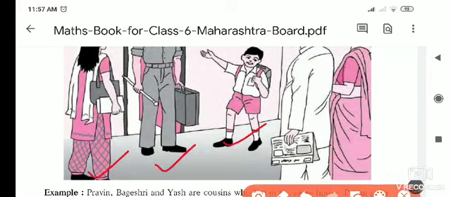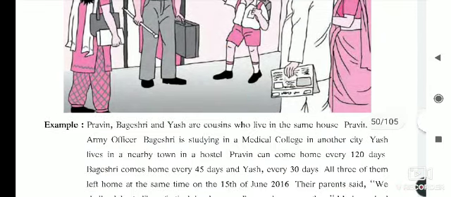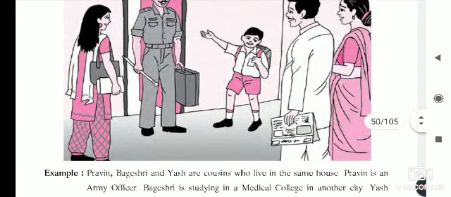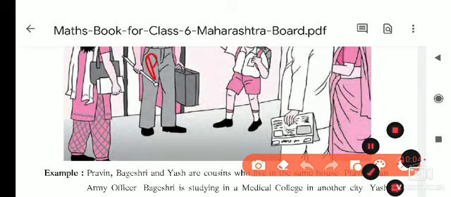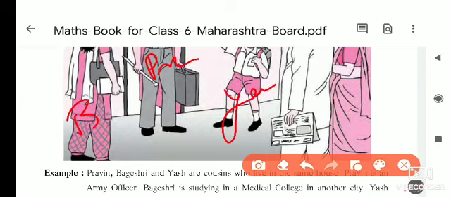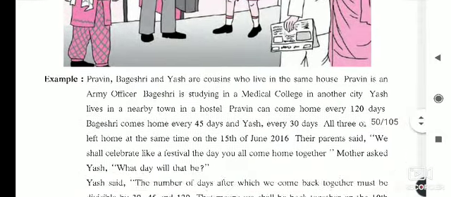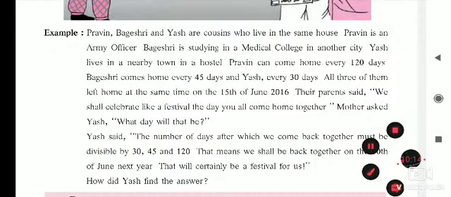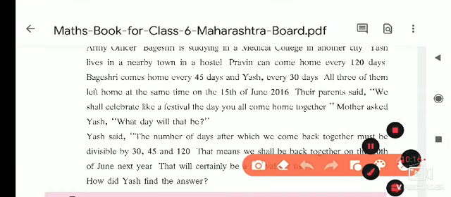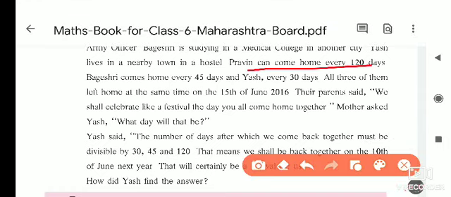Praveen is the army officer. Here is Yash and she is Bhagyashri. And they are coming home after how many days, they told you here? Praveen can come home every 120 days. Bhagyashri comes home every 45 days. Then Yash every 30 days.